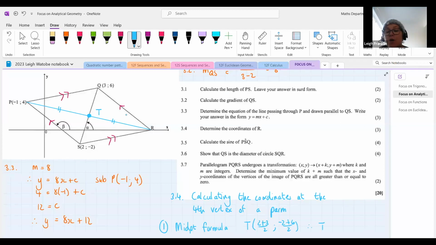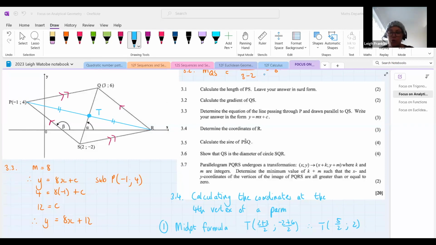So that means the coordinates at T would be 5/2 and 2. Is everybody happy with that? So Kutwano, we can do it. It's not inspection, it's translation. And I am going to show you how to do that as well.